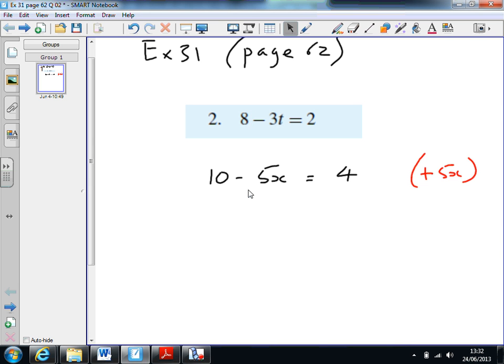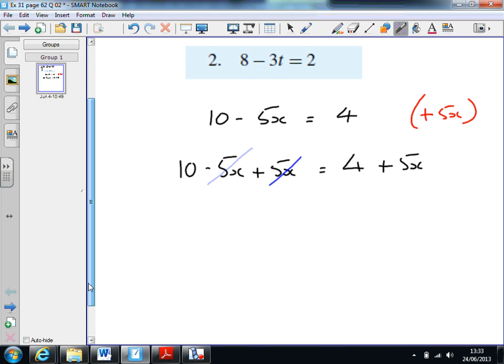So if we do that, if I add 5x to the left-hand side of the equation, I get 10 minus 5x plus 5x equals 4 plus 5x. I've added 5x to both sides. And the beauty of that now is that this cancels. Minus 5x plus 5x is gone. In other words, I've undone the idea of minus 5x on the left-hand side.